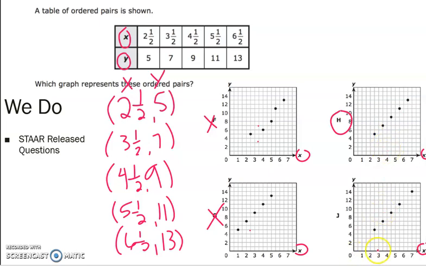We have 2.5, 5. Yes. And 3.5, 7. 4.5, 9. 5.5, 11. Yes, okay. 6.5, 13. Which would be right here. So in this case, this one is wrong. So the correct answer is H because it's got all the points on the line.